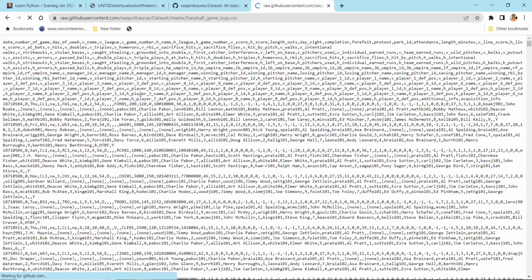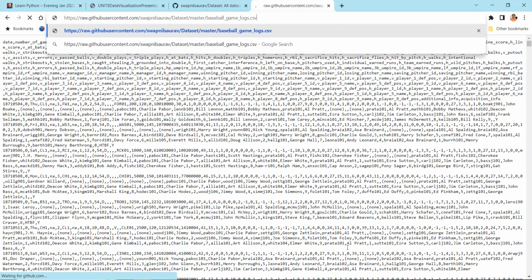Sometimes it doesn't work in the evening as well. But see, you can see that this is a CSV file. So you can directly use this to read the data. I can show you how to read it.